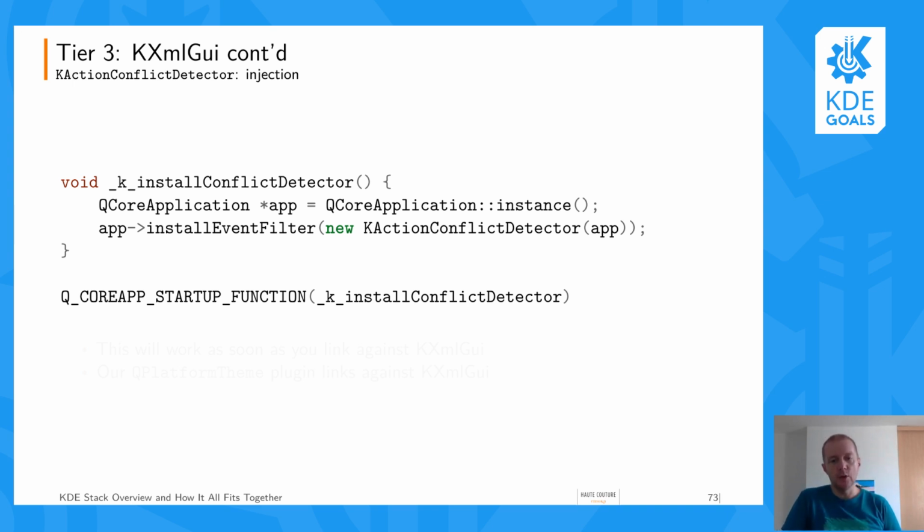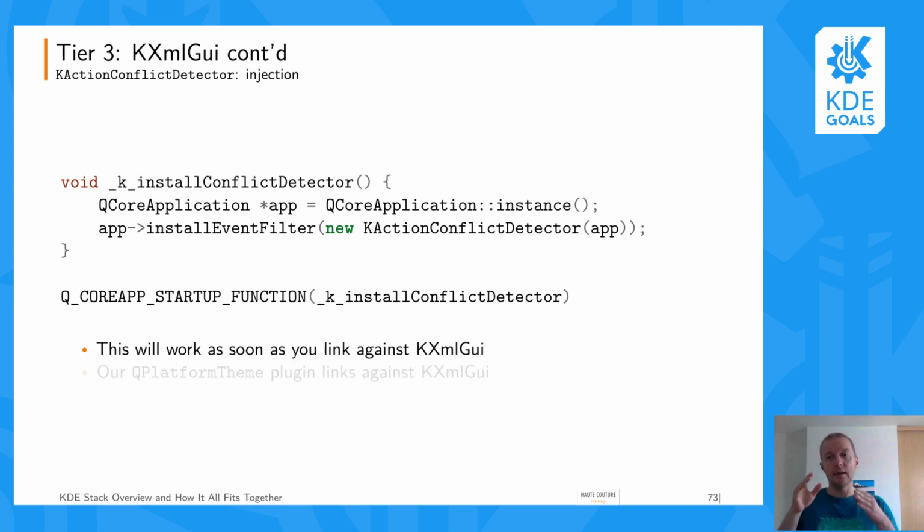To make sure it happens, we use that macro, which is a startup function, okay? And so that means that at runtime, if you link against KXmlGui, just by linking, you don't even need to use any particular API in there, you get the ambiguous detection for free. You don't have anything else to do. So that's zero lines of code to write on your end, apart from saying I want to link against that one.